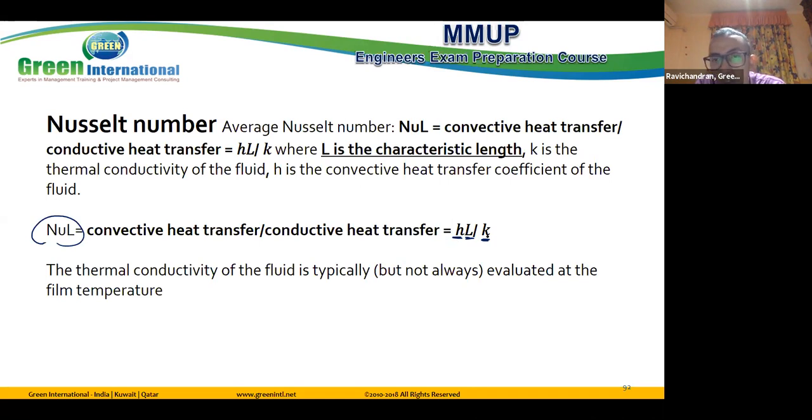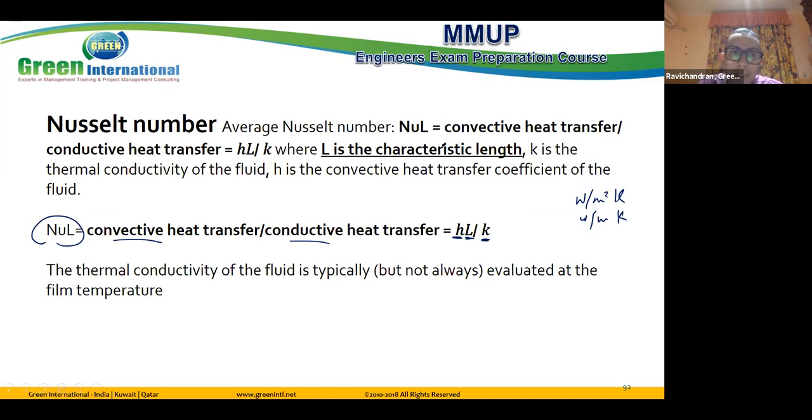So hL over k. h and k have different units: one is watt per meter square Kelvin and the other is watt per meter Kelvin, so there is a missing length. We multiply h by L divided by k to be dimensionless. This Nusselt number is the ratio of convection to conduction. What is L? The characteristic length.